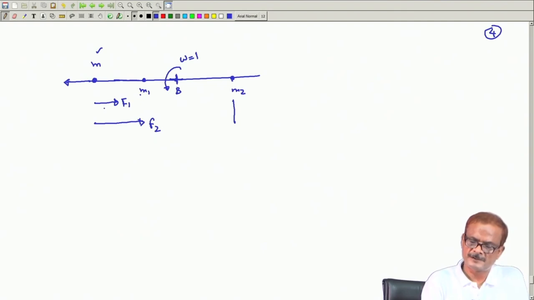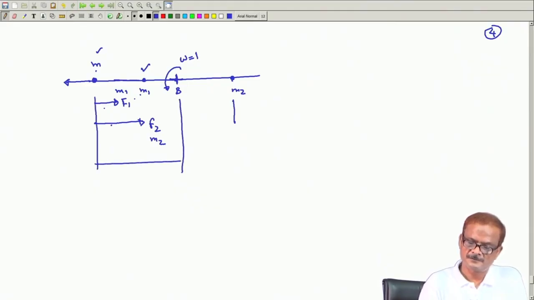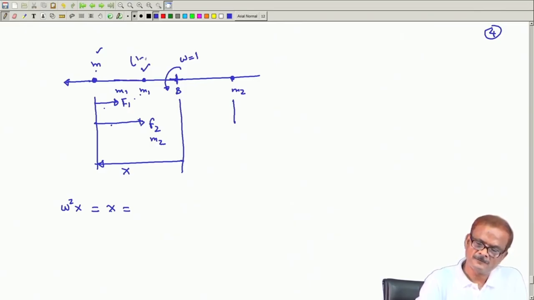So, f 1 is the force acting on this due to m 1, and this is due to m 2, and this will provide the necessary acceleration for this mass to move in a circle about the barycenter. So, this distance you consider as x. So, we can immediately write omega square x, and this must be balanced by the corresponding force acting on the mass m. So, how will this force be acting? On the normalized scale we will write this as x, and then this mass is 1 minus mu star and this mass is mu star.